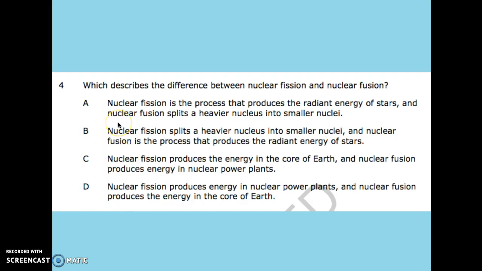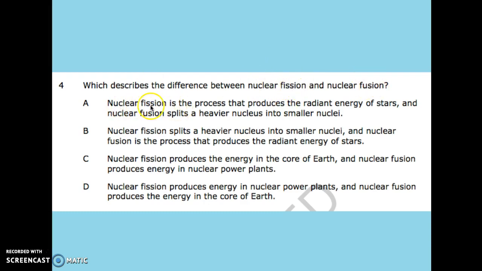So your answer choices here have two parts in them. They have your first statement and then they have your second statement. So you want to make sure that both parts of the answer choices are correct when you choose these. So we know that fission is splitting apart, fusion is smashing together.